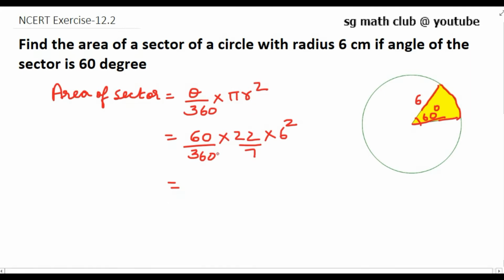So when you cancel this and 36, we have 6 into 22 by 7, which is equal to 132 by 7 centimeter square. So the area of this portion is 132 by 7 centimeter square.